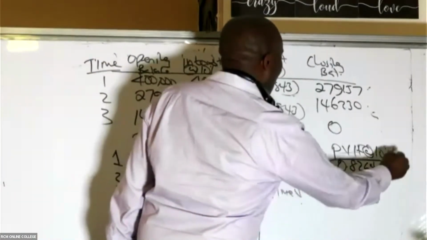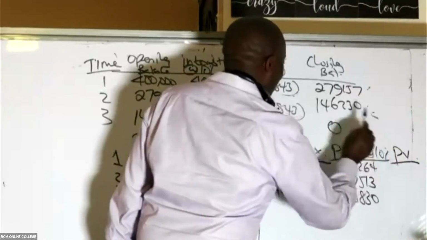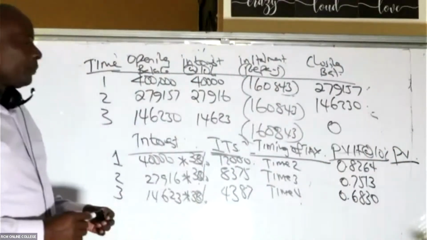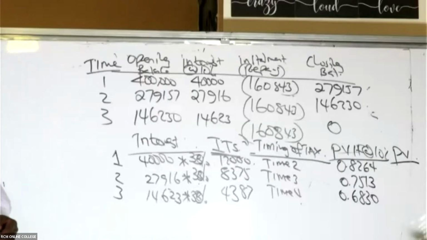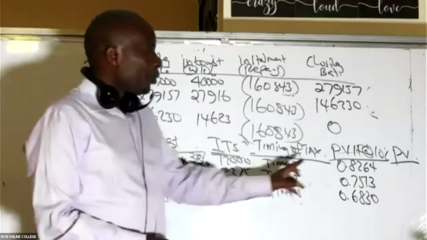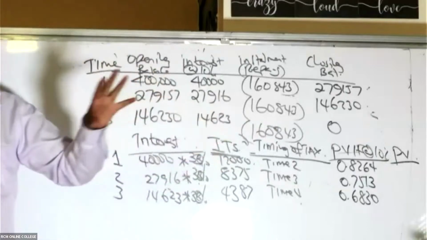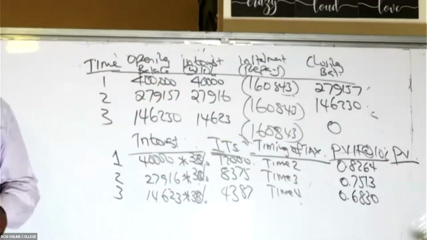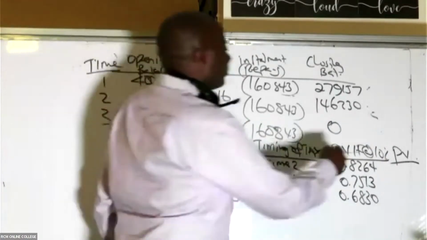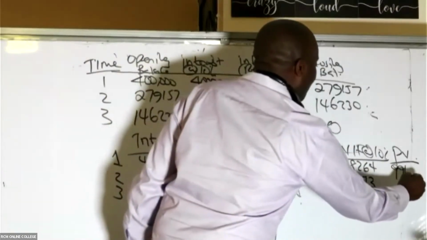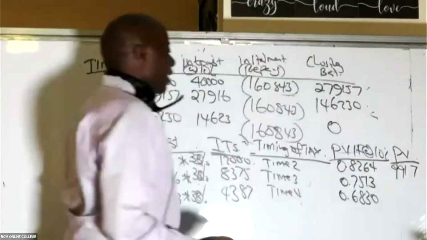So then are you able to give me the present values? Is there somebody who is able to give me the present values here? So you take this times 0.8264, give me an answer I write. The second one, give me an answer I write. 9917. All right.